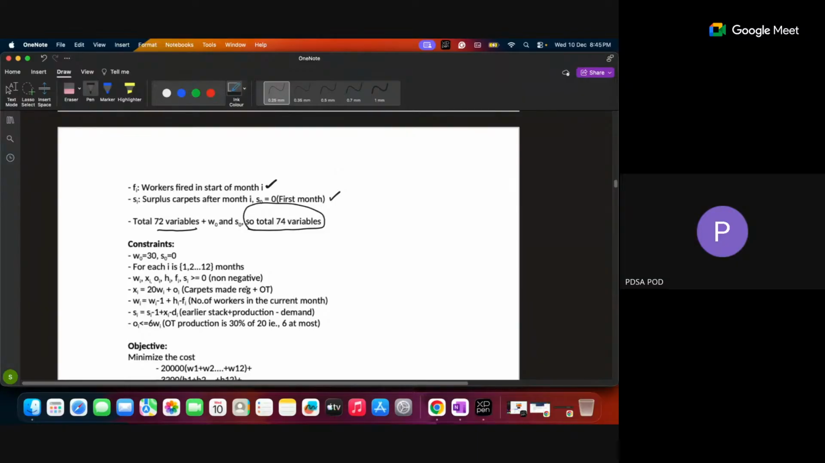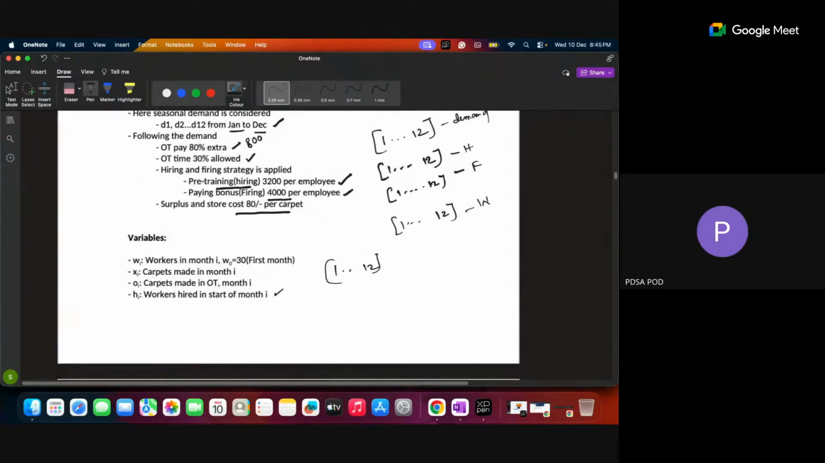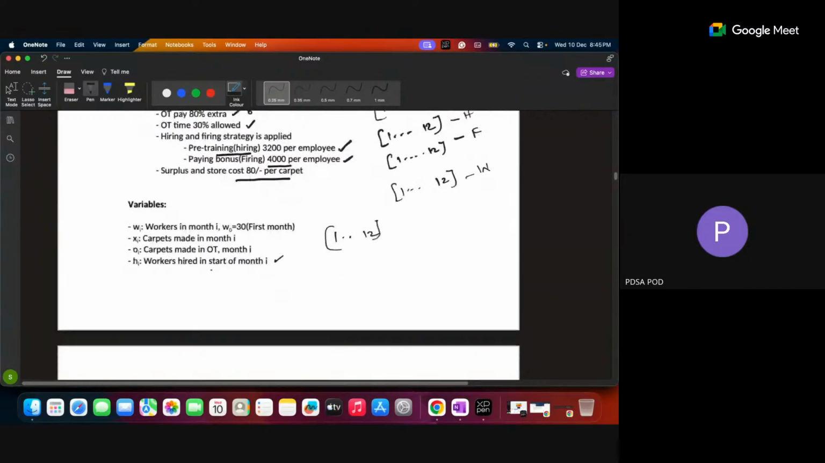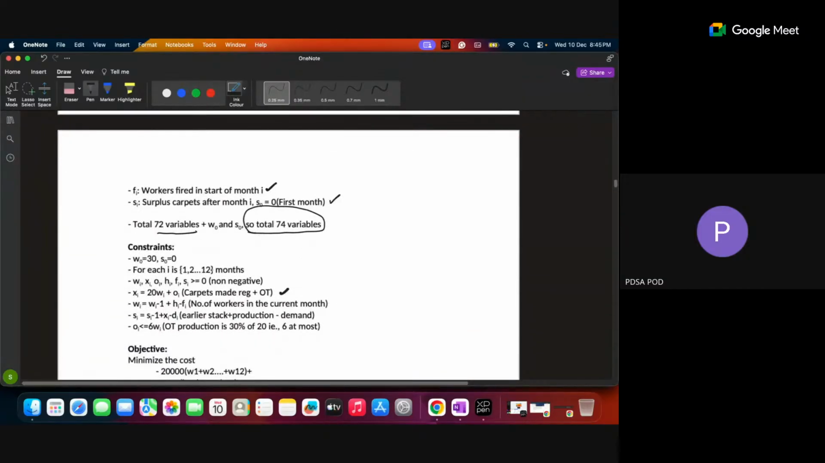And there is an implicit constraint that the value of each variable and dual variable is always non-negative. Now look at this. This is workers. This is carpet made, regular time plus OT time. Regular time is there, and for OT time, how much they can spend, I think, this OT time extra is 20%.